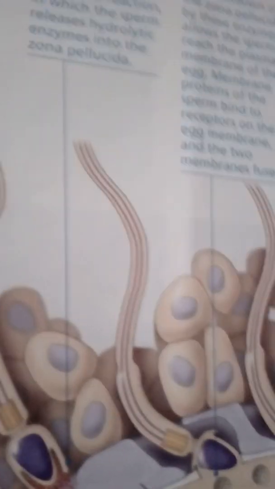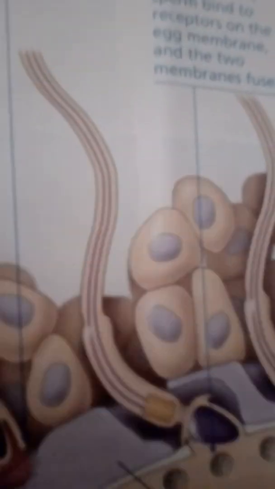Fertilization is much slower in mammals than in sea urchins. The first cell division occurs 12 to 36 hours after sperm binding in mammals, compared with about 90 minutes in sea urchins.